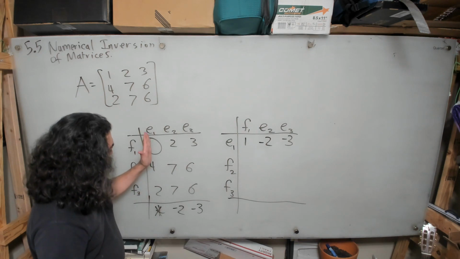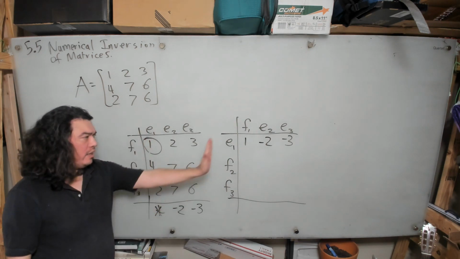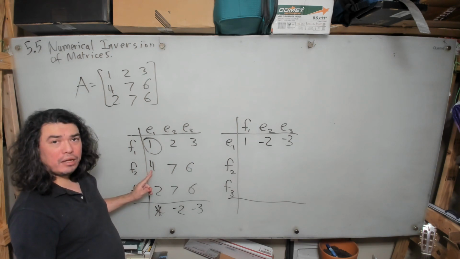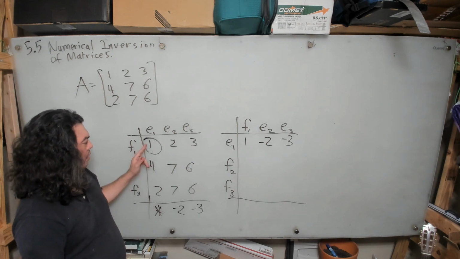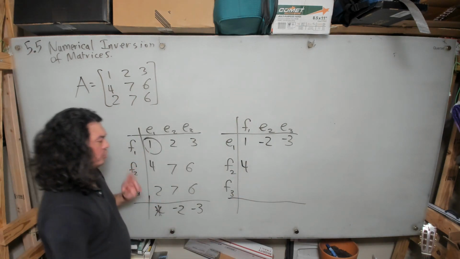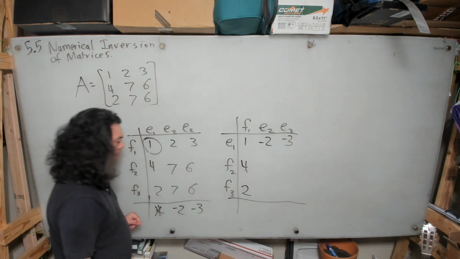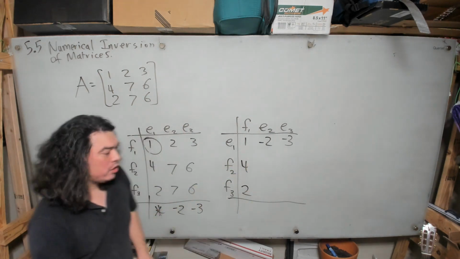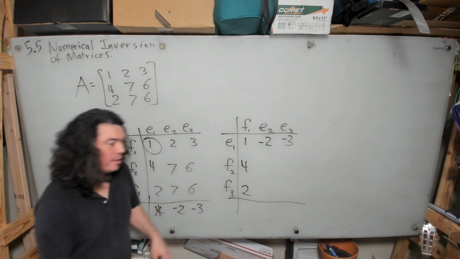I replace the rest of the pivotal column in the new exchange tableau with the pivotal column elements divided by the pivot. 4 divided by 1 is 4. 2 divided by 1 is 2. Okay? And now, if you'll notice, what's going to happen to these? That's where the magic comes in.